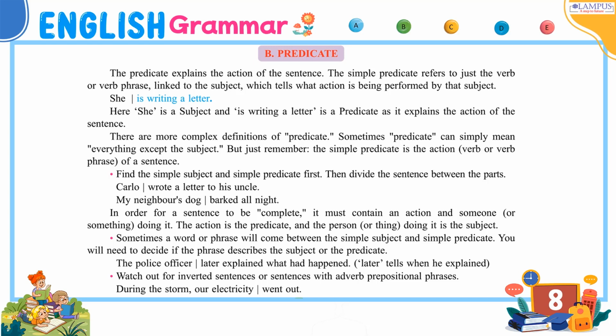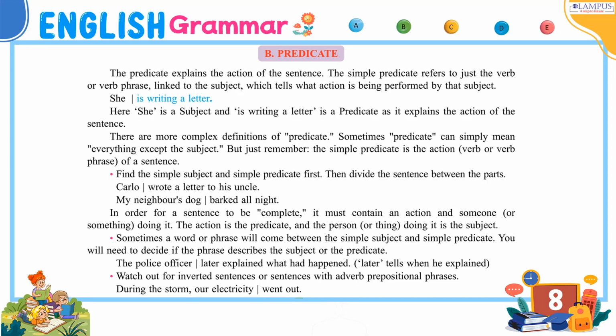Sometimes, predicate can simply mean everything except the subject. But just remember, the simple predicate is the action, verb or verb phrase, of a sentence. Find the simple subject and simple predicate first. Then divide the sentence between the parts. Carlo wrote a letter to his uncle. My neighbor's dog barked all night.